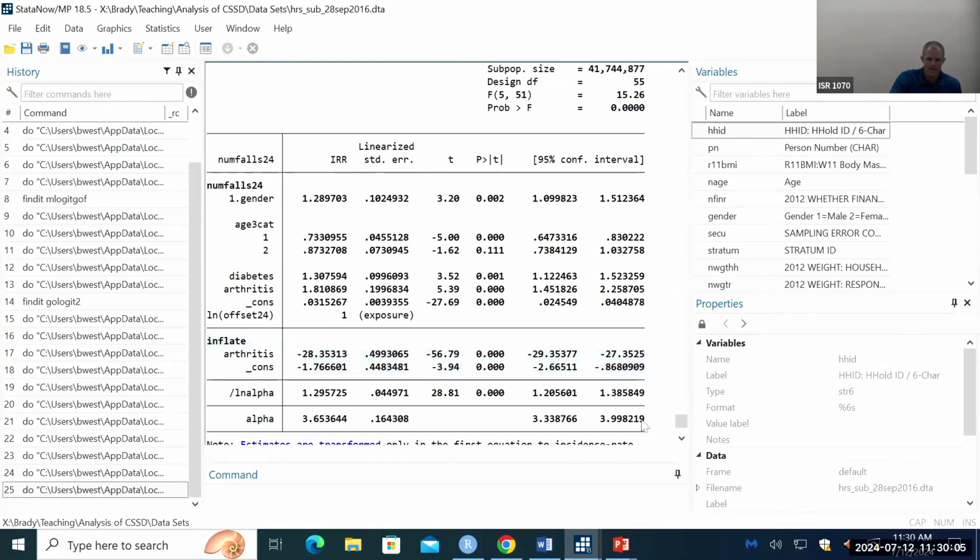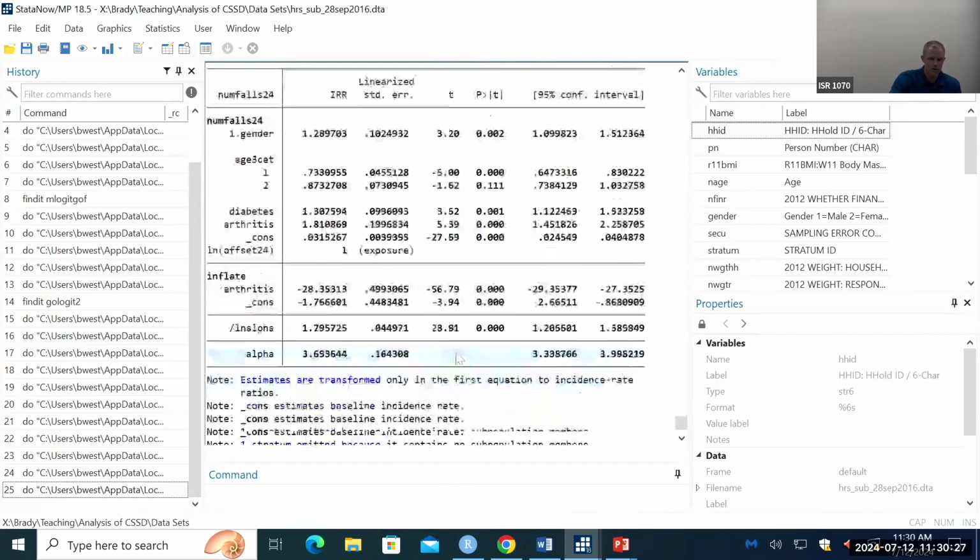And again, in the zero inflated negative binomial model, you'll get the estimate of the alpha that provides support for using that over a competing zero inflated Poisson, for example. So the fact that arthritis is an important predictor of zero inflation means that this would probably be a reasonable model to choose over and above the classic negative binomial model.